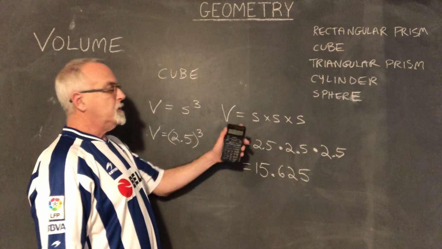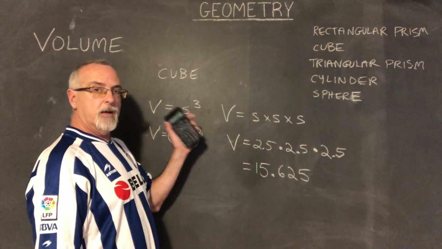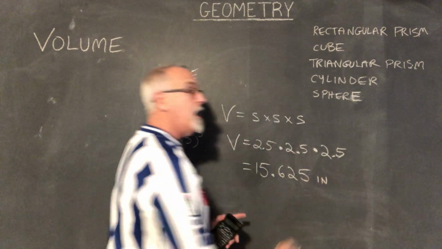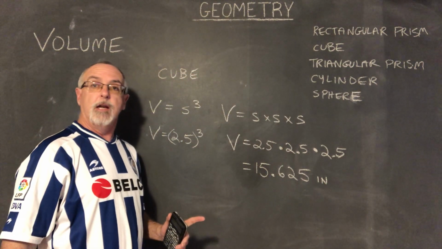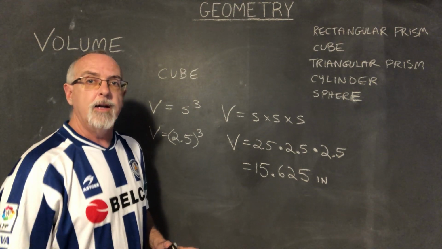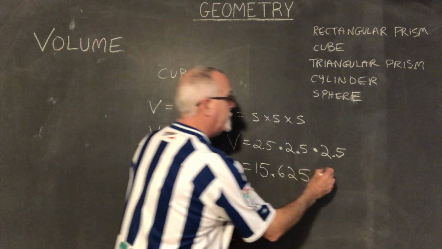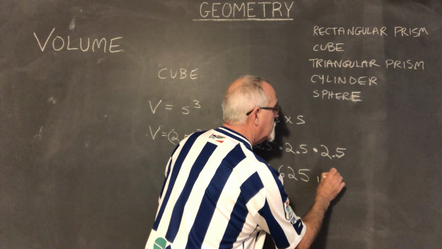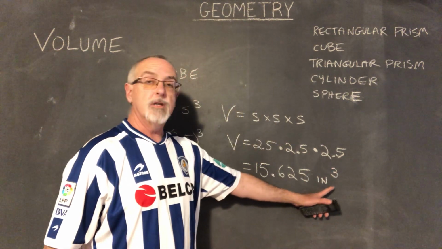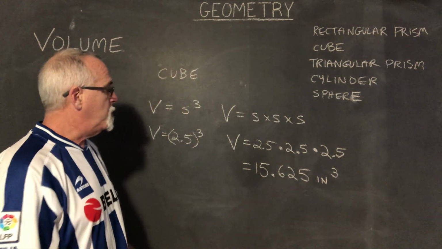And this was inches. Remember, the side length of that cube was inches. So it is going to be inches, but it is not going to be inches squared. It's not an area. It's a volume, and volume has a unit which is cubed. 15.625 inches cubed, or cubic inches if you wish.